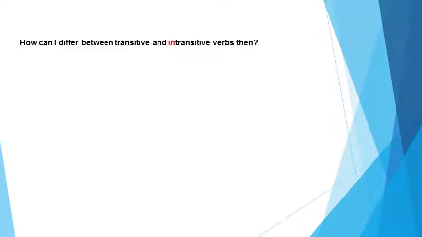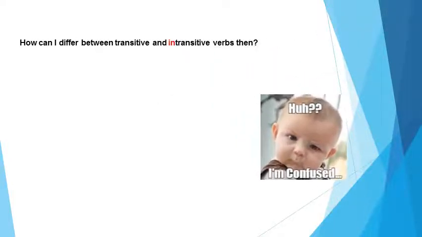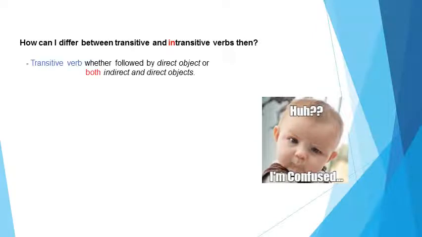There is a common question: how can I differentiate between transitive and intransitive verbs then? Well, a transitive verb is followed by a direct object, or by both an indirect and a direct object. But an intransitive verb is usually followed by an adverb.